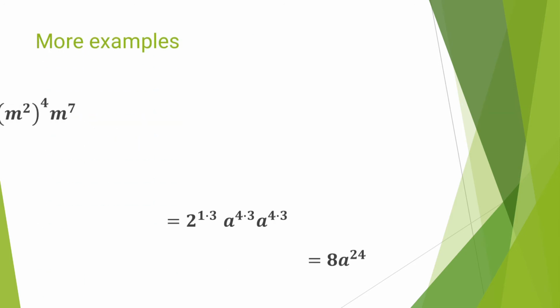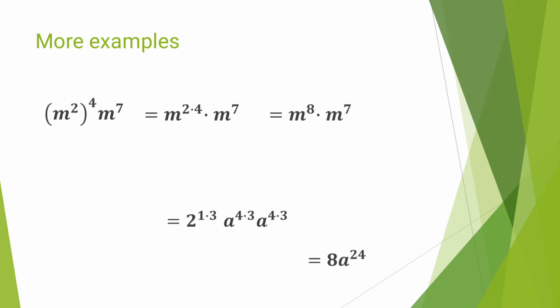More examples. m squared raised to the power of 4 times m raised to the power of 7. First, multiply the power rule. 2 times 4, and then copy m raised to the power of 7. So m raised to the power of 8 times m raised to the power of 7. Go back to product rule, keep the base, and add the exponents. 8 plus 7 is equal to 15. The answer is m raised to the power of 15.